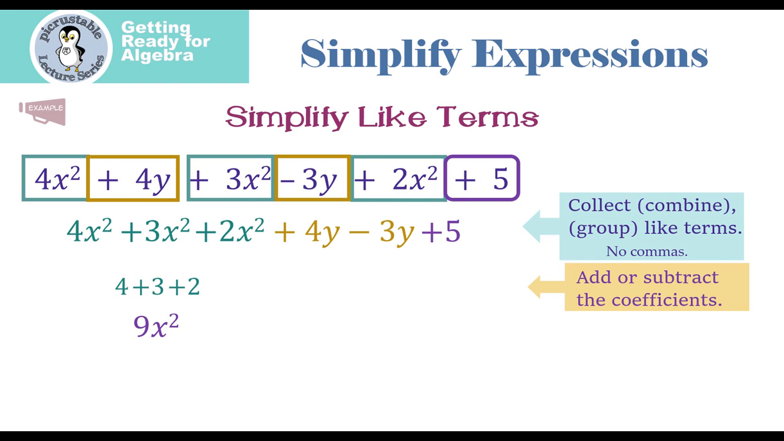Next we have 4y minus 3y. We're going to take 4 minus 3, and that's 1. So we just write plus y or plus 1y. And finally, we just have the 5, our constant, so we just write 5. So when we simplified like terms, we end up with 9x squared plus y plus 5. Cool!